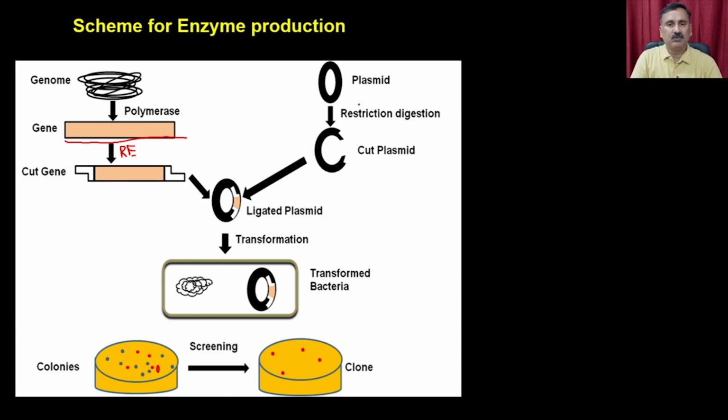Same you are going to do for the vectors, right? In this case, we have taken an example of the plasmid, which is the bacterial vector. Then you are going to put the restriction digestion and you are going to have the sticky ends of the plasmid. Then you are going to put them for the ligation reaction, and that's how you are going to get the recombinant clone. This recombinant clone has to be delivered into the suitable host so that you can use that for protein production.